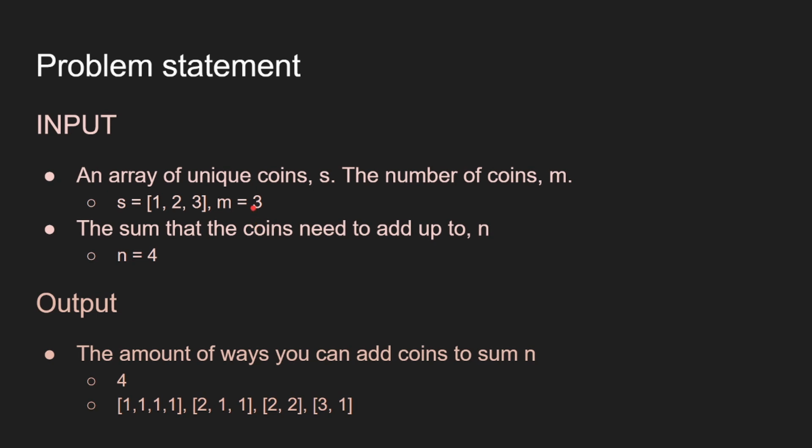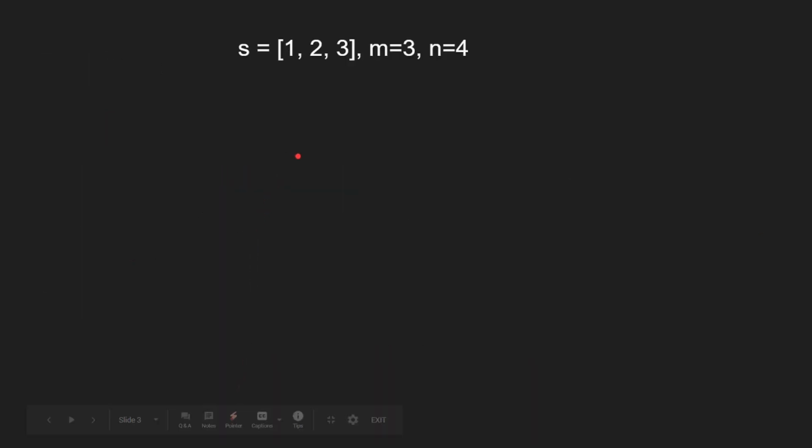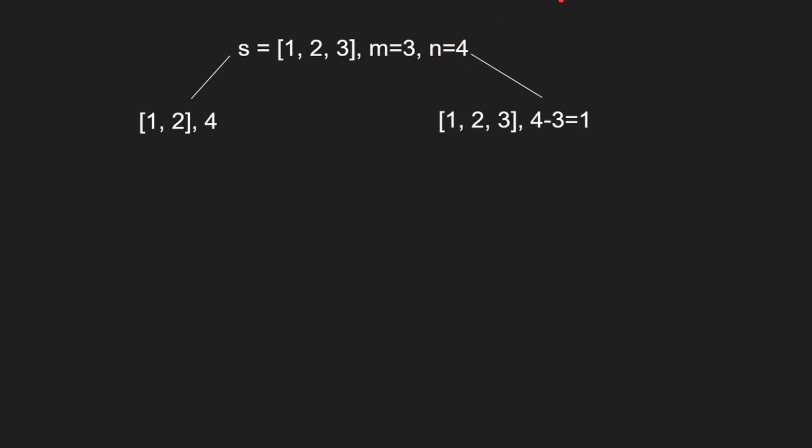In this case, there are 4 ways to add the coins up to the sum N, which would be 1, 1, 1, 1; 2, 1, 1; 2 and 2; and 3 and 1. So we have a set S that holds the coins 1, 2, and 3. M is the amount of coins that we have, and N is the number that we're trying to add up to. We're using all the coins in the set to add up to the number 4.